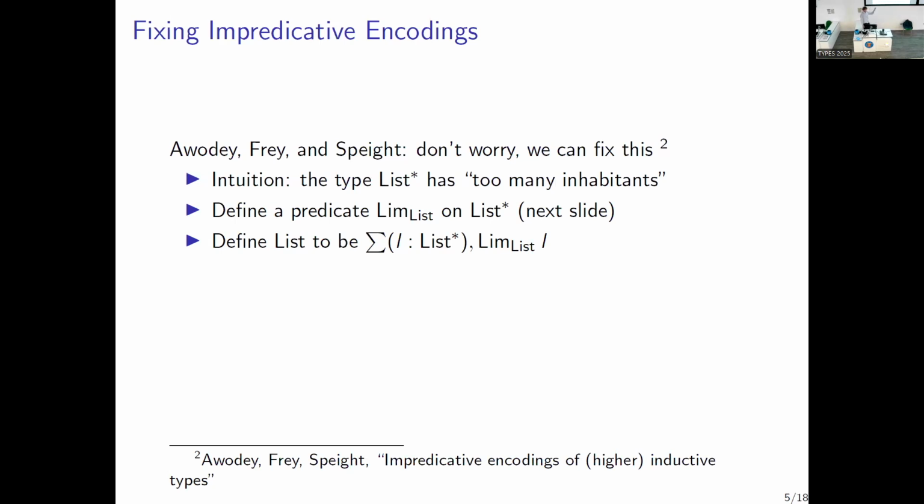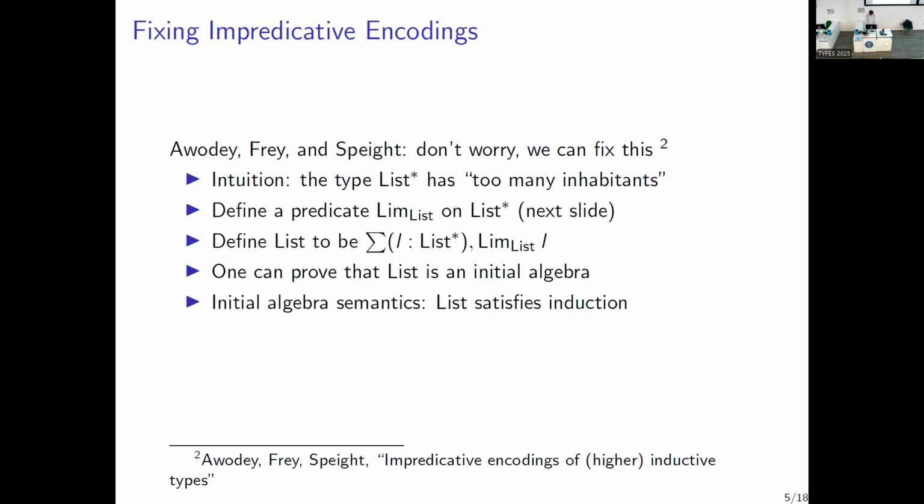But what they did was they took this list type and they threw out all of the stuff that they did not want in it. So what they did is they defined a suitable predicate on this list type. They took a subtype and, oh, we can prove initiality. We get induction. So let's remember what Sam told us many years ago.